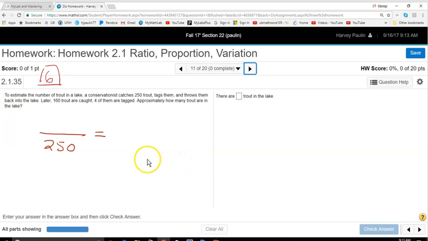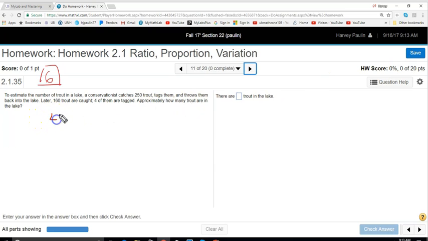Now, in example 6, want to do a survey. Fella goes out, catches 250 trout, tags them, throws them all back in. Then they mix up with the lake's population. Then at a later time catches 160 trout. And note that 4 of them are tagged. So he's wondering how many fish are in the lake based on this sampling.